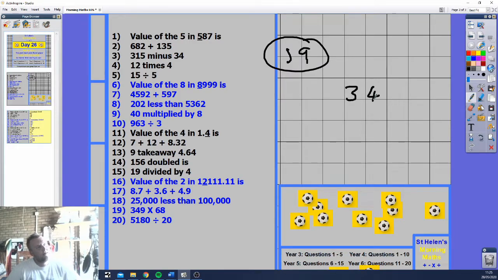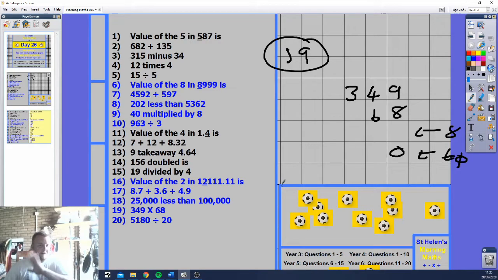349. And we're going to multiply it by 68. In this column, I'm going to be multiplying it by 8. In this column, I'm going to multiply it by 60. If I want to multiply just by 6, which I want to do, multiply it by 10 first. If I put the 0 there, all the other place values are going to be moving up 1. So I'm going to put the 0 there straight away.